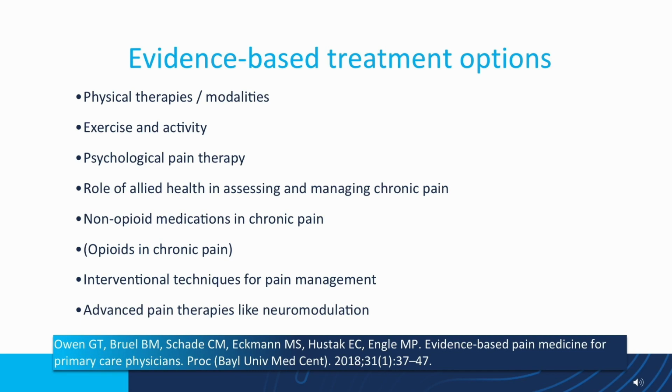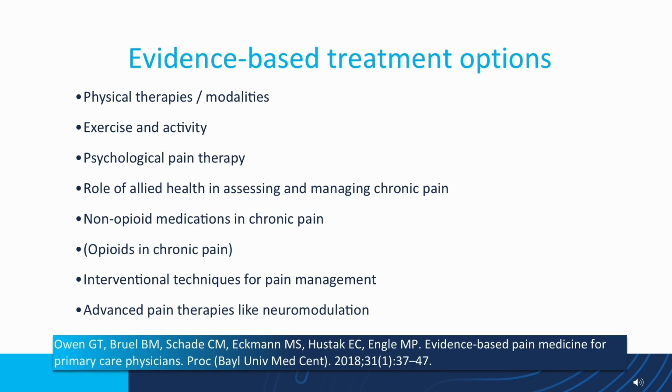So, evidence-based treatment options. This is from a paper looking at evidence-based options for primary care physicians. And there are some things that are evidence-based that we should be using, we should be incorporating. Physical therapies, exercise, psychological therapies, allied health, which I'm going to spend a bit of time on in a couple of slides because I want you to have an understanding about allied health and how you can engage allied health to manage chronic pain. We'll touch on non-opioid pain medications. I want to give you some tips and tricks on using non-opioids. Opioids are in brackets because they'll be discussed at a later point in a different presentation.